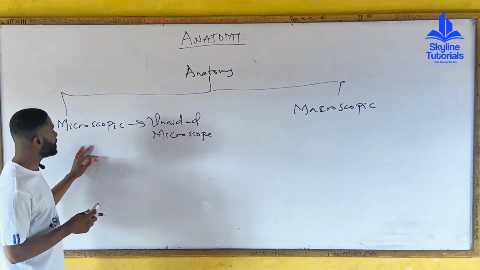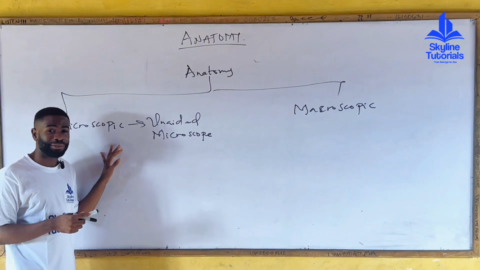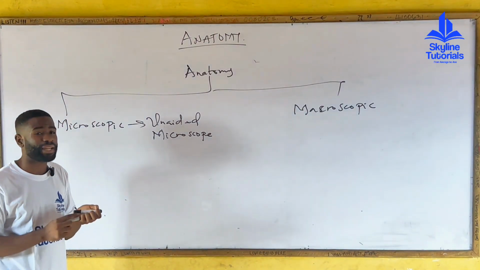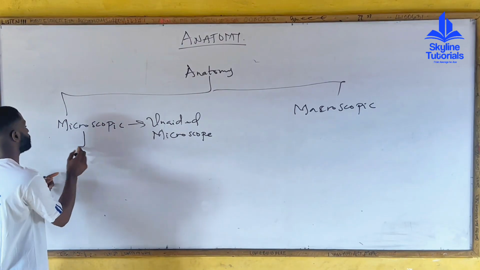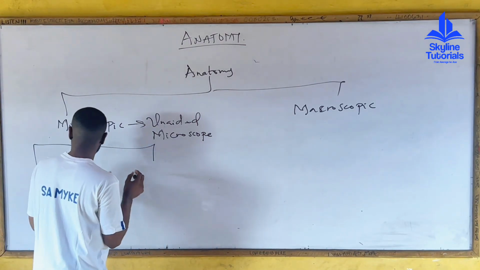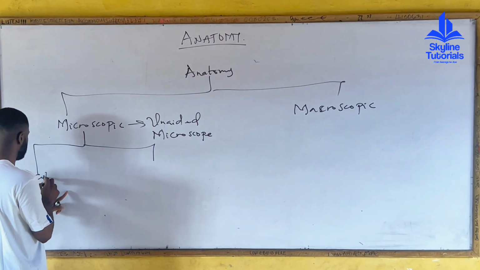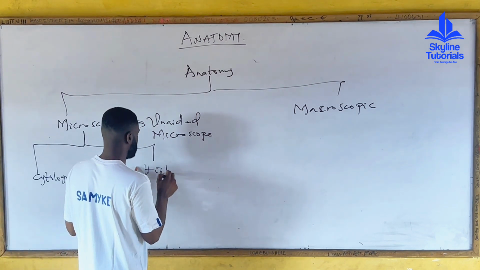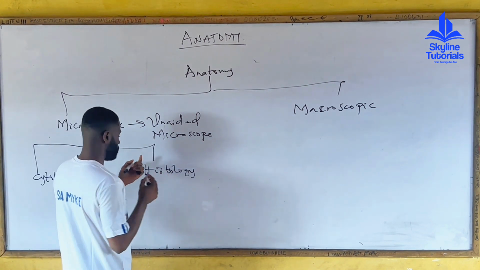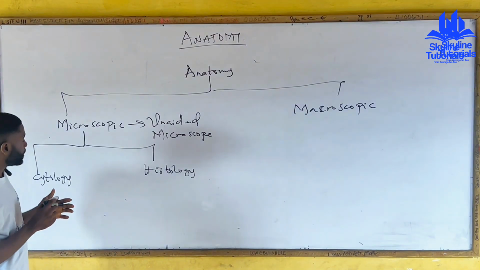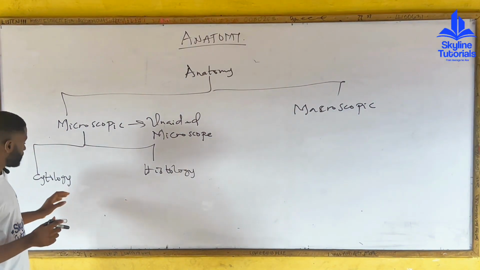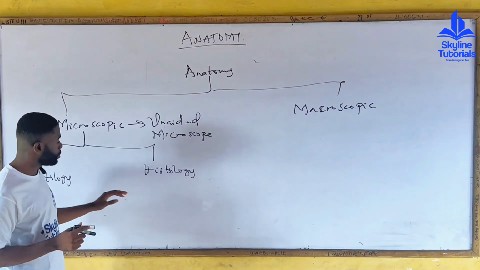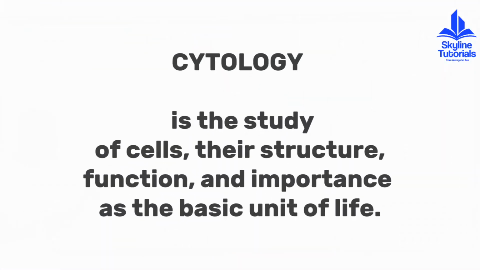The next we'll look at is the subdivisions of microscopic anatomy. Microscopic anatomy broadly can be categorized into two. So we have here the cytology and we have the histology. So microscopic anatomy has two fields, cytology and histology. Let's look at what the two of them entail.